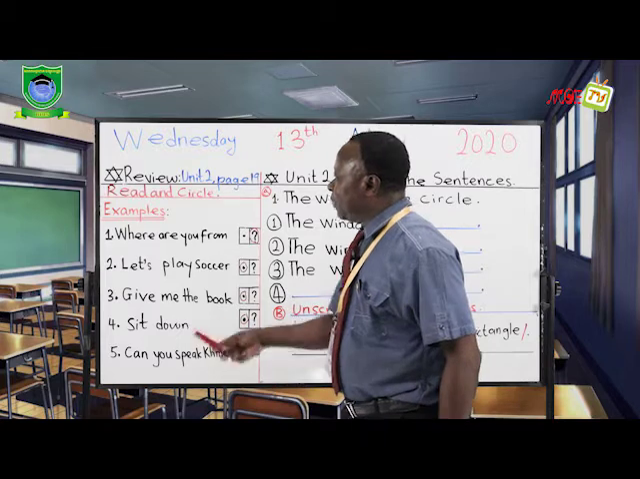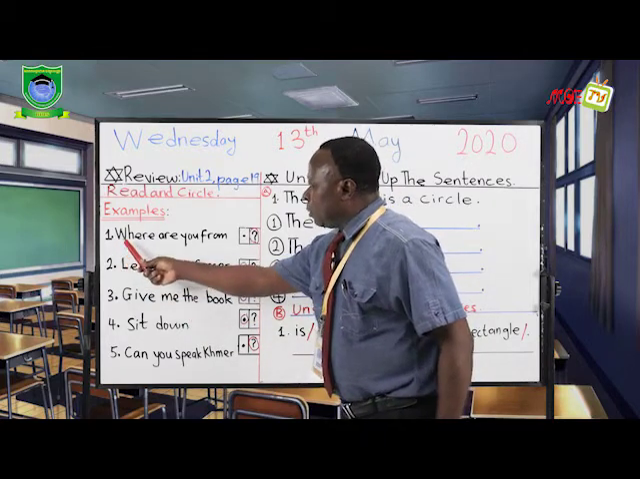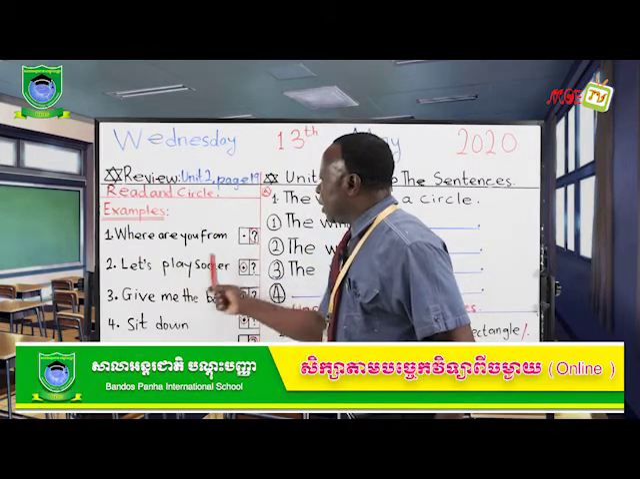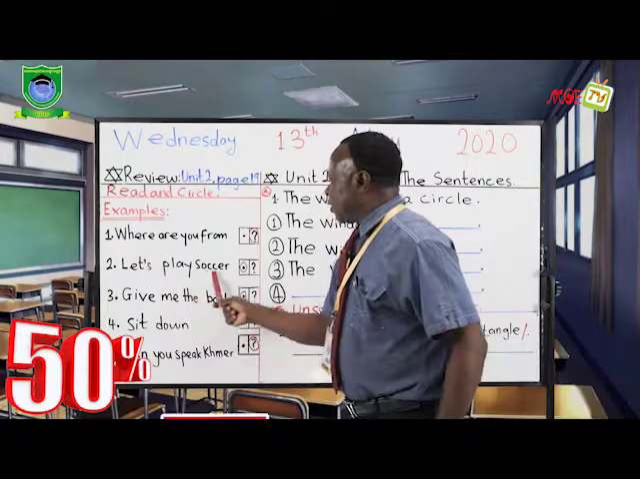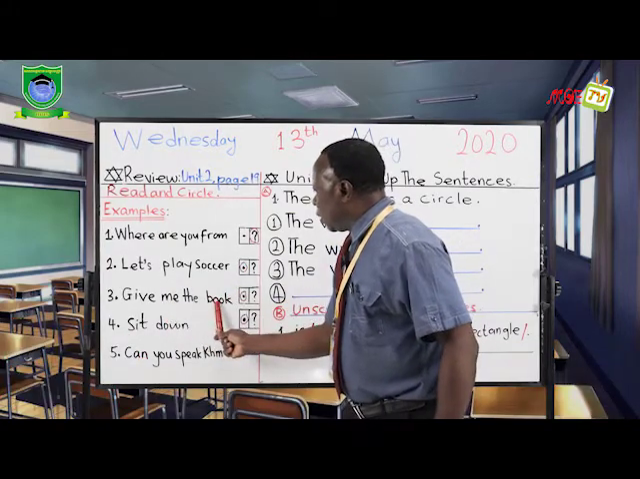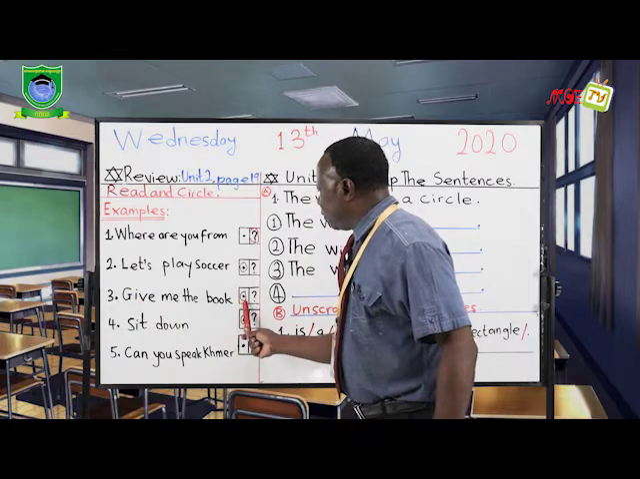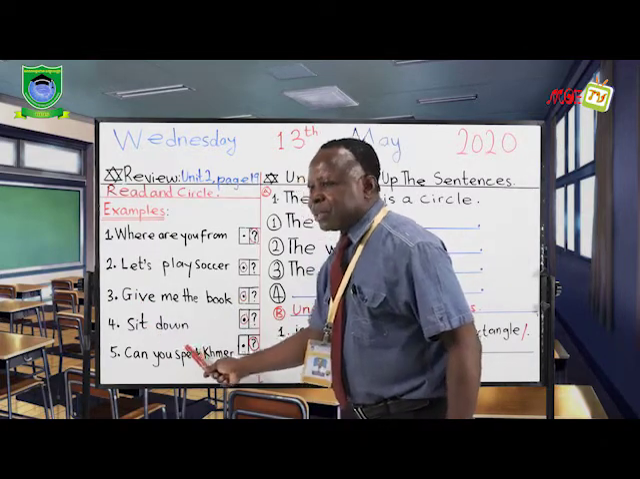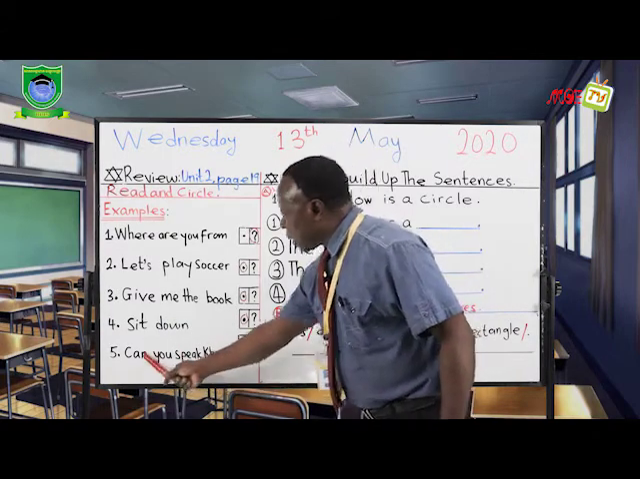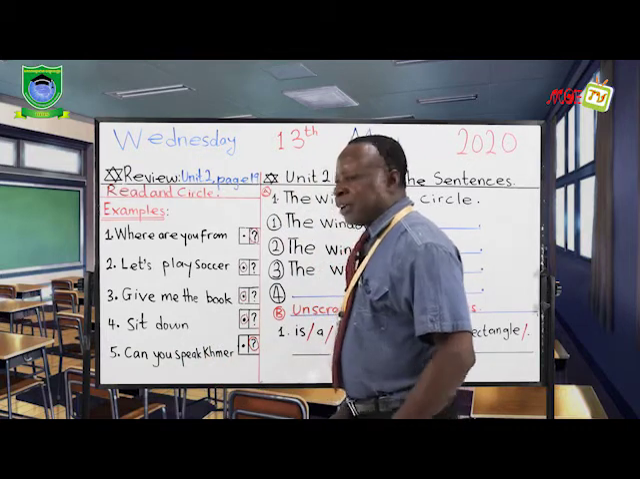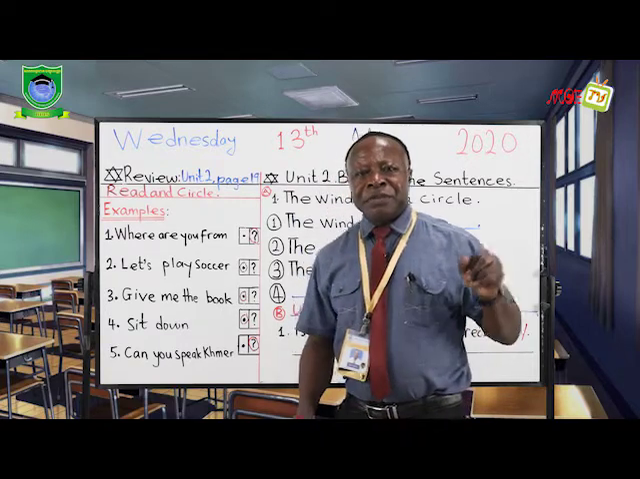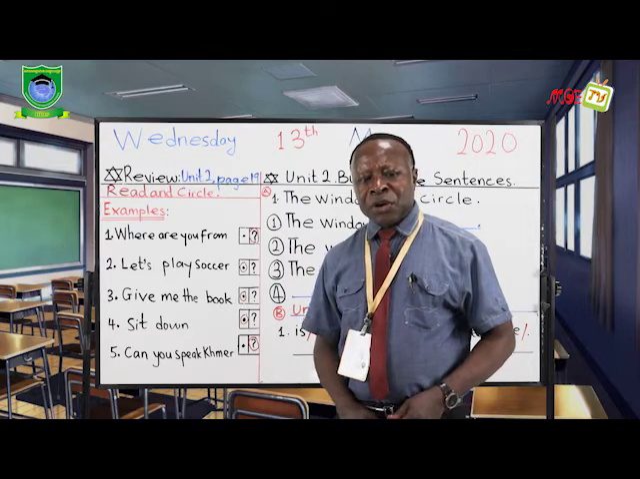Let's read together. Read number one loudly. Where are you from? Two, let's play soccer. Number three, give me the book. Sit down. Can you speak Khmer? So this is the end of our review. Is there any question? I hope you have understood all.